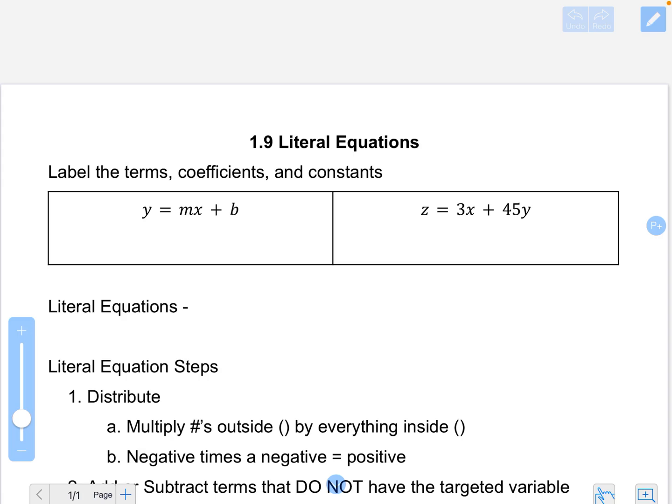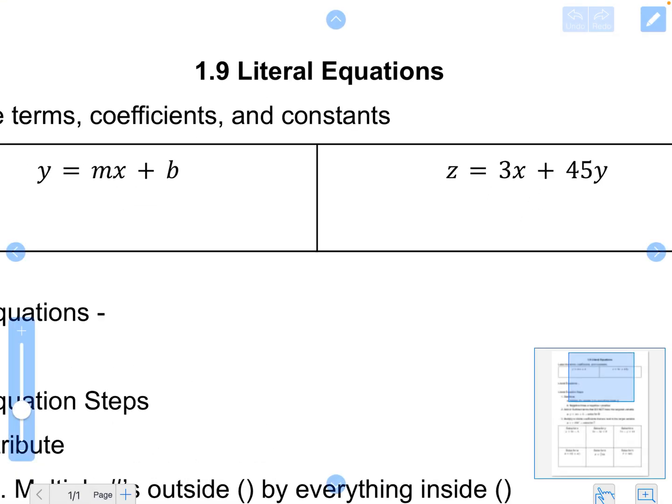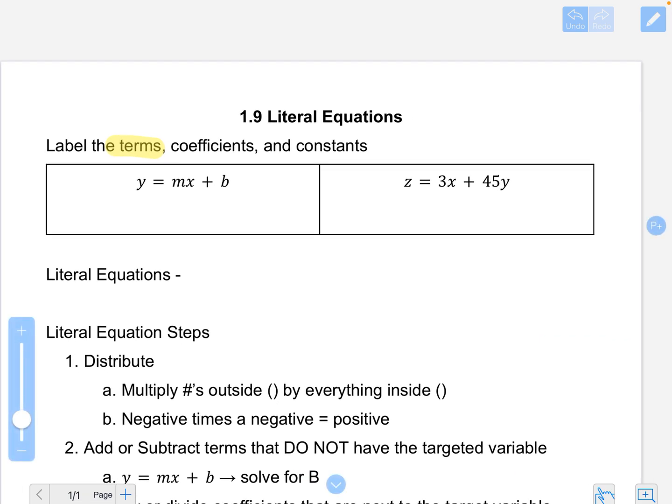Today we're going to be talking about literal equations. So real quick, let's just remind ourselves about terms, coefficients, and constants. The first thing that I'm going to do is highlight all of my terms yellow. Remember, we divide terms by plus and minus signs.